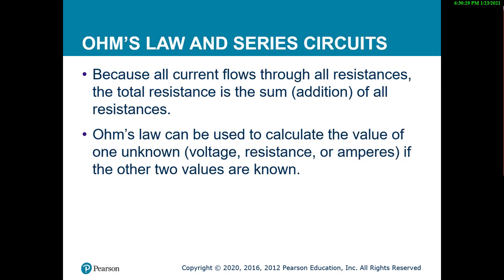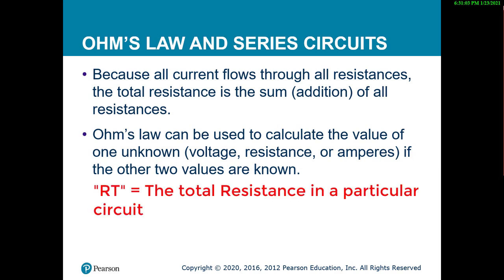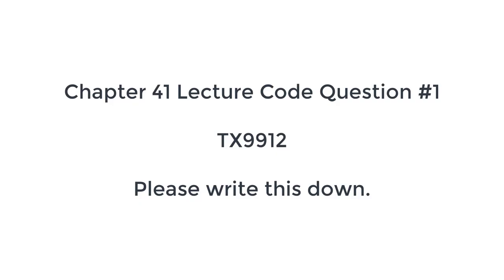In the last chapter, chapter 40, we spent a lot of time discussing how Ohm's law works and how to calculate either volts, amps, or ohms based on the other two values, knowing their measurements or knowing what their values are. We're going to apply that heavily in this chapter as well. Because all the current flows through all of the resistances, the total resistance, which we will refer to as RT, is the sum, which you would add all of the resistances together. Ohm's law can be used to calculate the value of one unknown voltage, resistance, or ampere if the other two values are known.